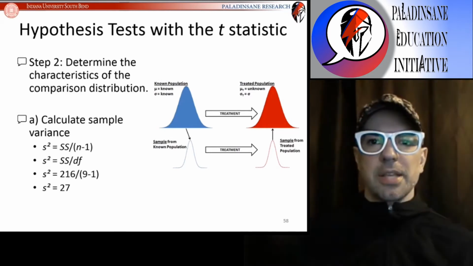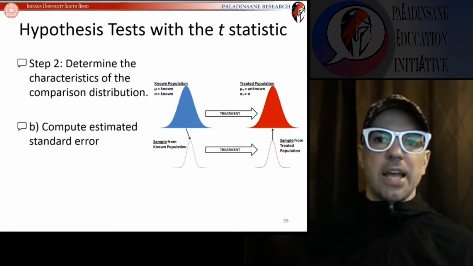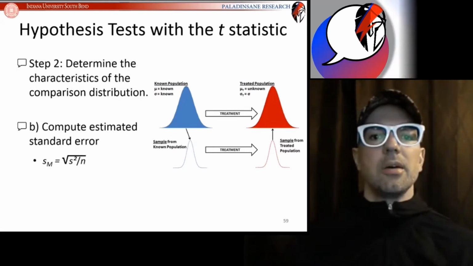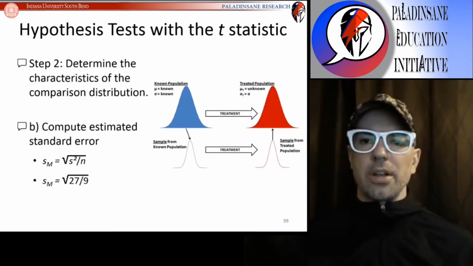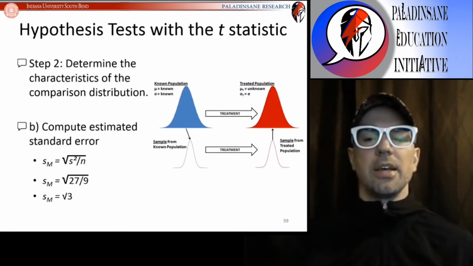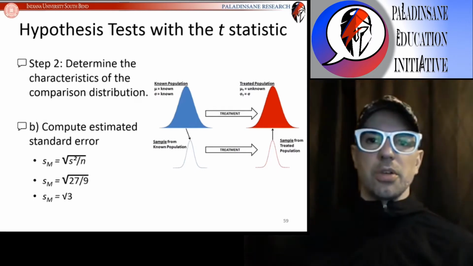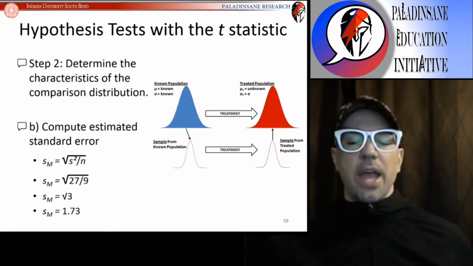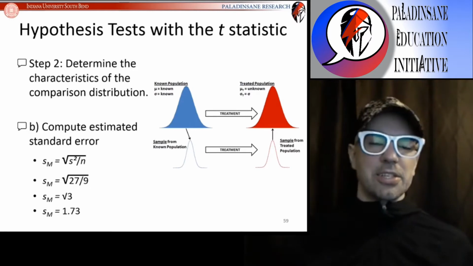We need the standard error. So we need to take that sample variance and divide it by the size of our sample, and then take the square root of the whole thing. This is what we learned in chapter 6. If we plug in those numbers, we get our estimated standard error. The standard deviation of our comparison distribution is √3, or 1.73. So we now have the characteristics of our comparison distribution. We did it all by ourselves thanks to chapter 6.